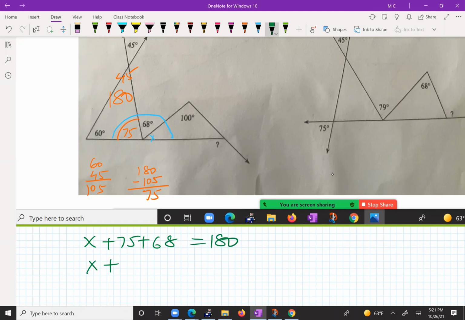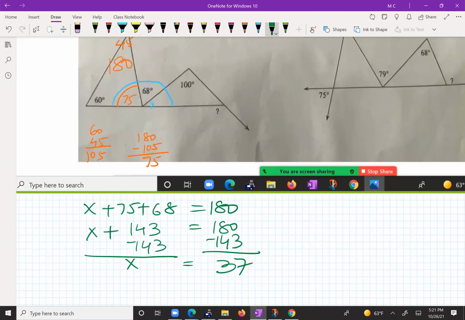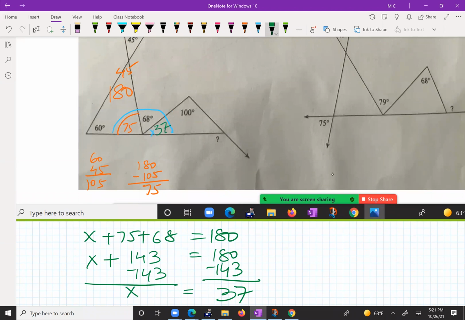x plus 43, that becomes 37. So what's on this third side? This is 100 plus 37, 137. Those are in that triangle, so you subtract that from 180. When you do that, you have 43. That's 43 degree. And continue, there's more work.